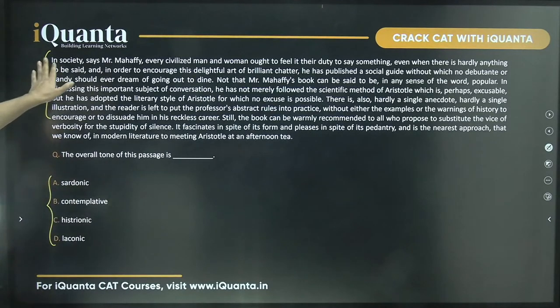So in society, says Mr. Mahaffey, every civilized man and woman ought to feel it their duty to say something, even when there is hardly anything to be said. And in order to encourage this delightful art of brilliant chatter, he has published a social guide without which no debutante or dandy should ever dream of going out to dine.